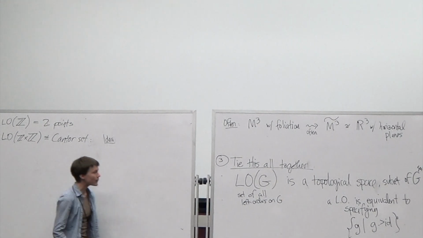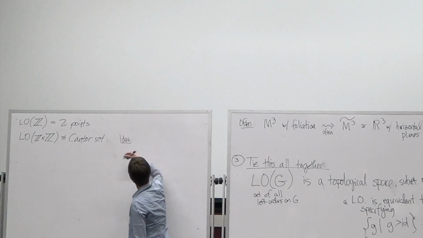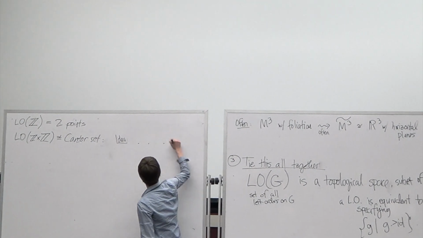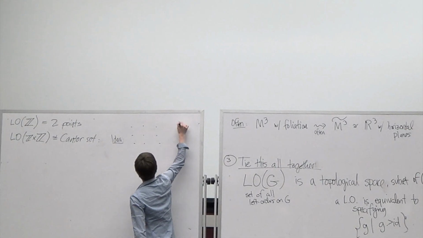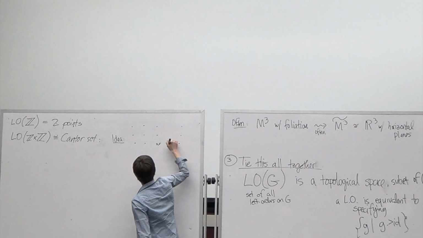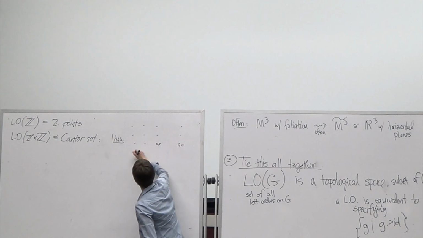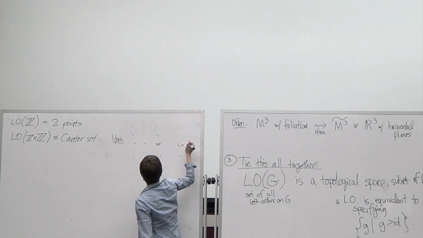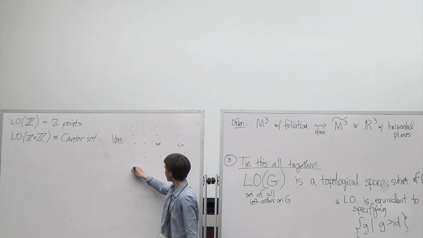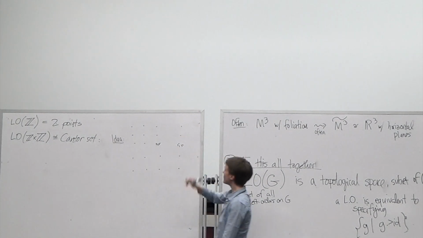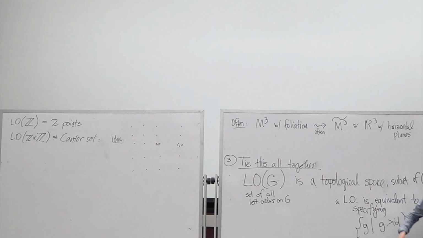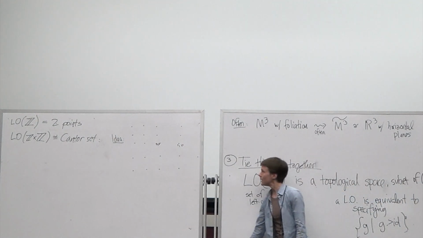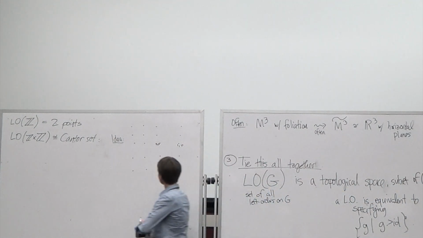So I just need to find ways to take pairs of integers. Let me draw them as the integer points in the plane. So maybe here's 0, 0, and there's 1, 0, etc. I have to take all those points and tell you which ones I want to declare to be bigger than the identity element of this group, 0, 0, and which ones I would like to be less. Well, here's a way to do it.